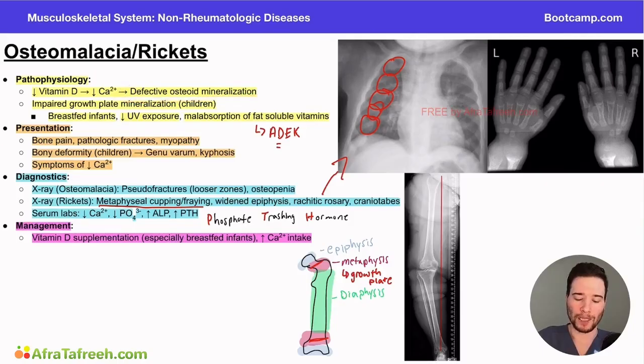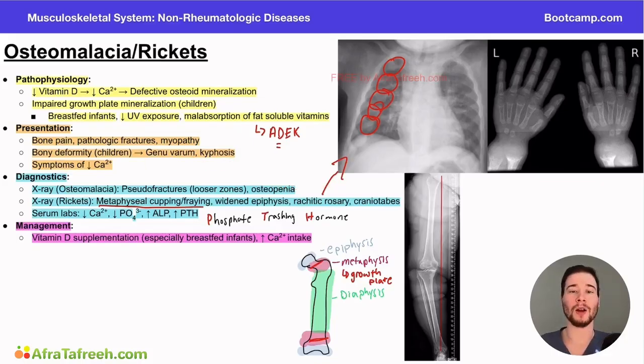This brings us to our presentation. If we have soft bones, we get predisposed to fractures. This can be painful. This can also show with signs of hypocalcemia, such as myopathy, weakness, things such as that. In children, we have some unique findings of bone deformity. Again, why? Because the growth plates have not closed. As those growth plates are deformed, they can present as a couple different things, such as genu varum or kyphosis.